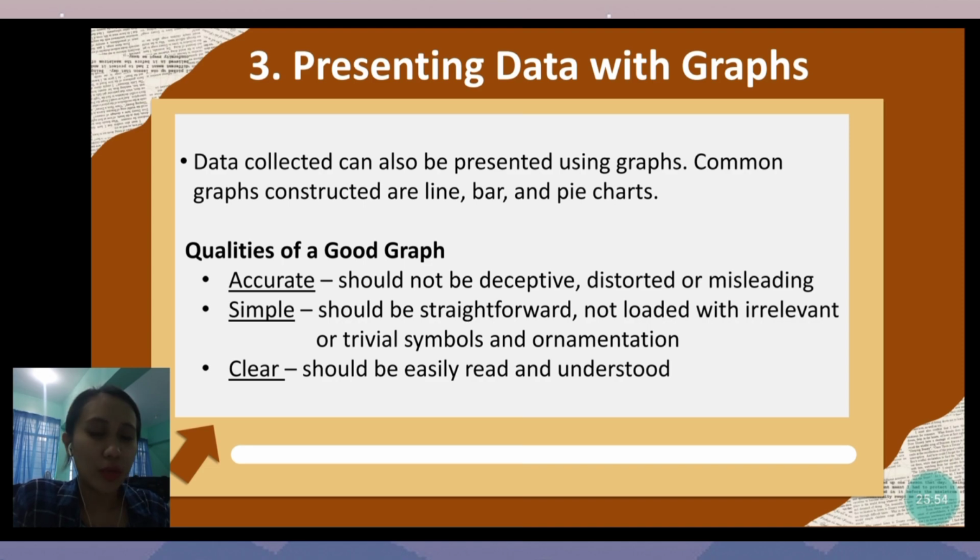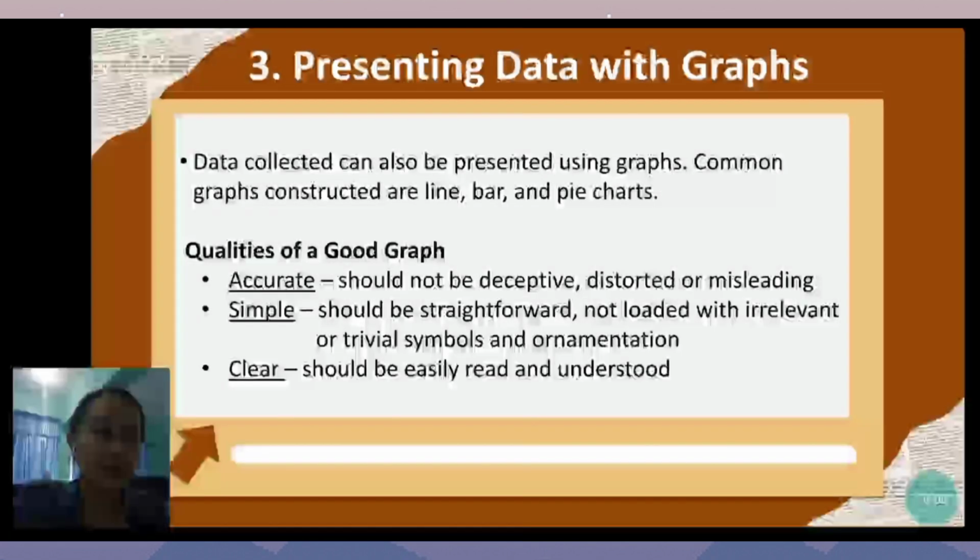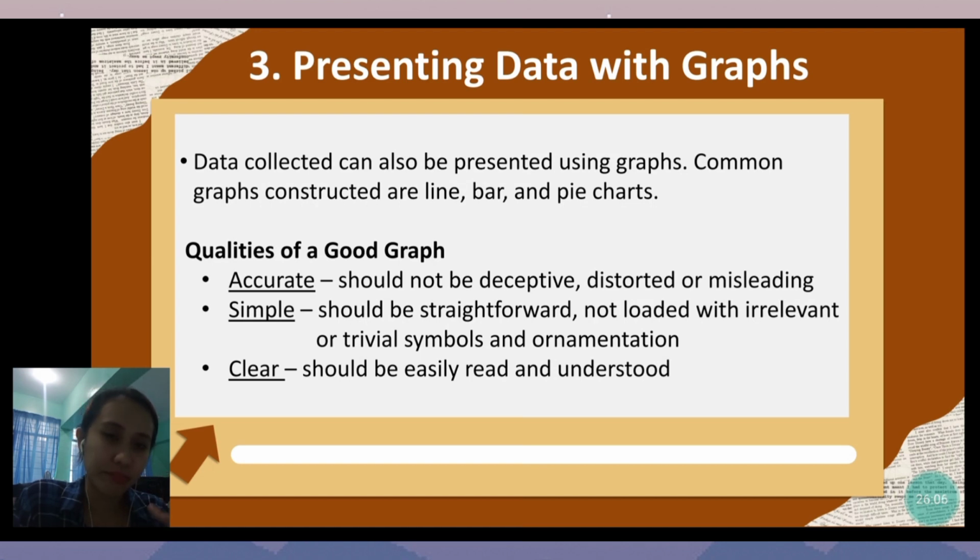The third part is presenting data with graphs. I told you earlier that you can present information through the textual method, the tabular method, and lastly, with graphs. Data collected can also be presented using graphs. Common graphs constructed are line, bar, and pie charts, and I'm very sure that you are familiar with all of these types of graphs. The qualities of a good graph: it should be accurate, simple, and clear.